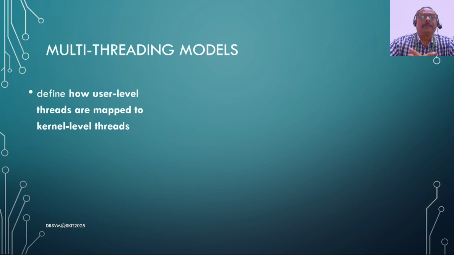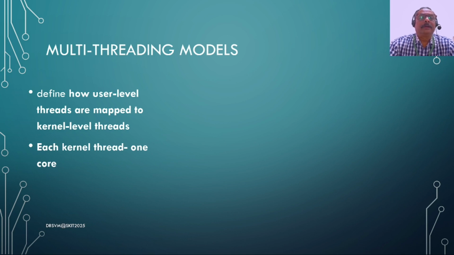So what is multi-threading and what are the models? The models define how user level threads are mapped to the kernel level threads. That means how many user level threads are there, how many kernel level threads are there, and how they are mapped. That is the model of a multi-threading system. Here each kernel thread will be allocated to one core of the CPU. So how does it map?